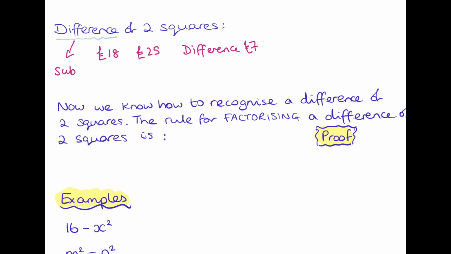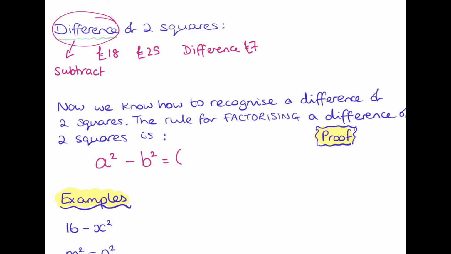So if you're asked to find a difference, it means you're subtracting. That's a really important thing. To spot a difference of two squares, what it looks like is something squared take away something squared. So this is our rule for factorising a difference of two squares. It has to be take away, it has to be two terms, and they both have to be squared. If you've got that, then we can factorise it without worrying about common factors or anything.